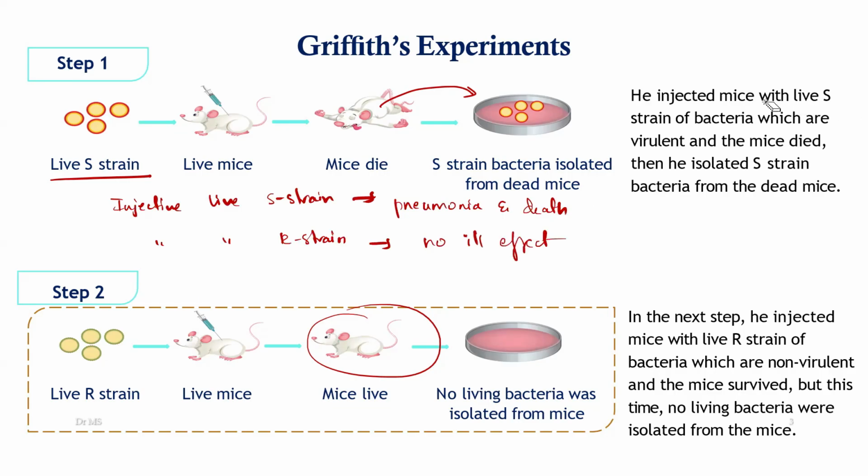He injected the mice with live S strain, which is virulent, and the mice died. So he isolated S strain bacteria from the dead body. And he did this next step. He injected the mice with live R strain, which is non-virulent. The mice survived, but there was no living bacteria because the mice's immunity had killed the R strain. Is this clear?